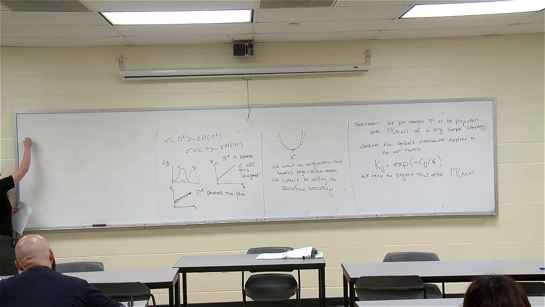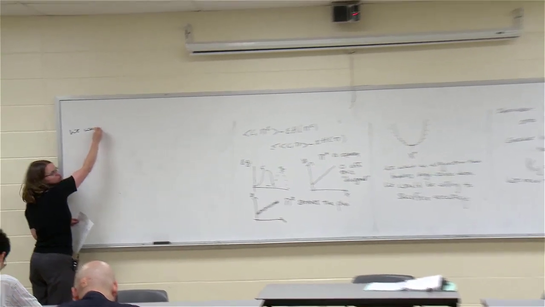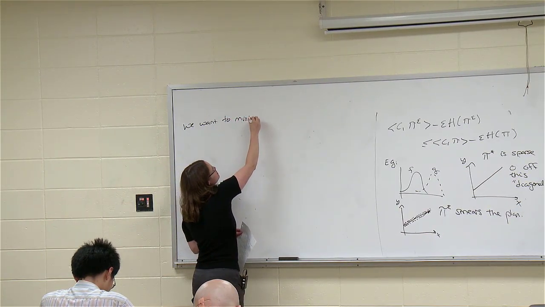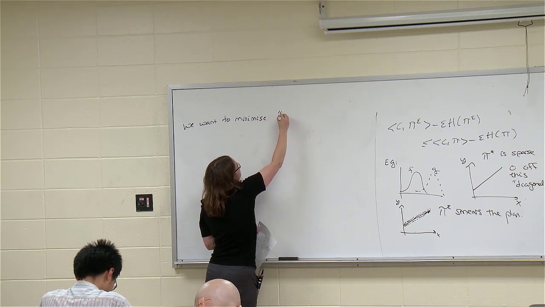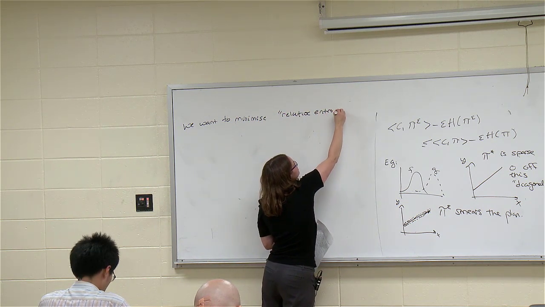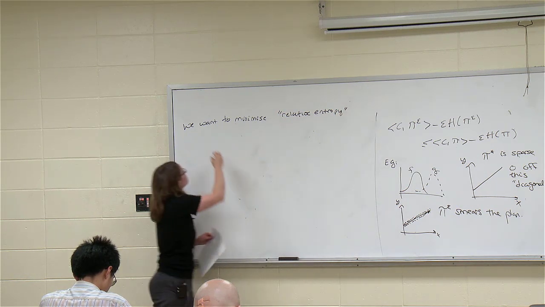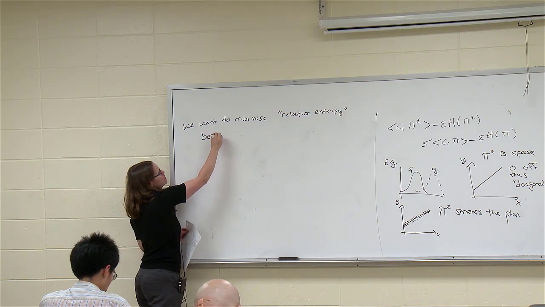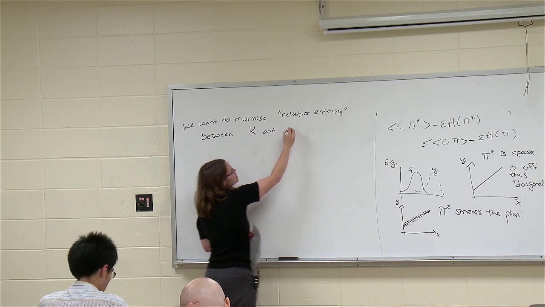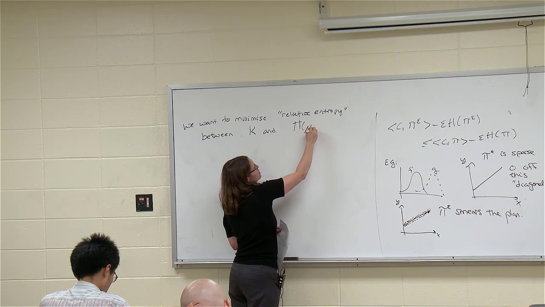Okay, so we want to minimize, and we'll show that this gives us the result we want. We'll call the relative entropy, okay, between this Gibbs distribution and our actual constraint set.